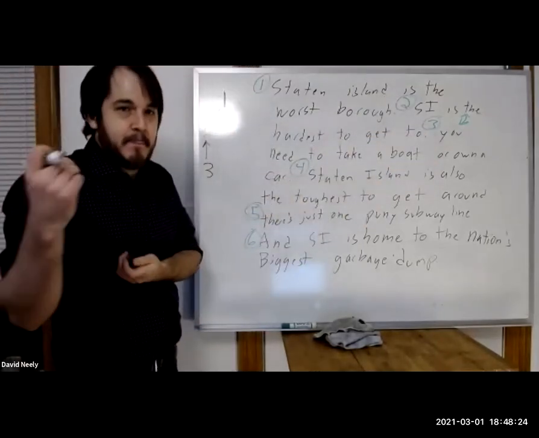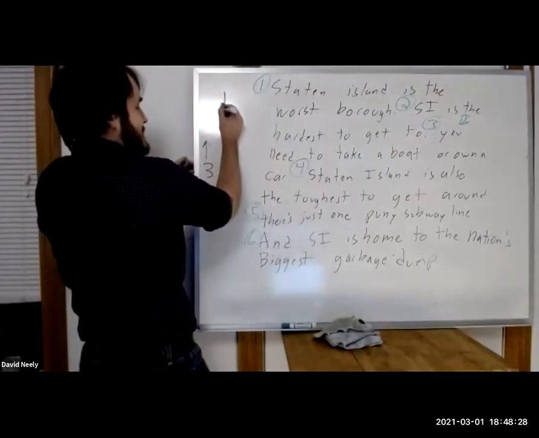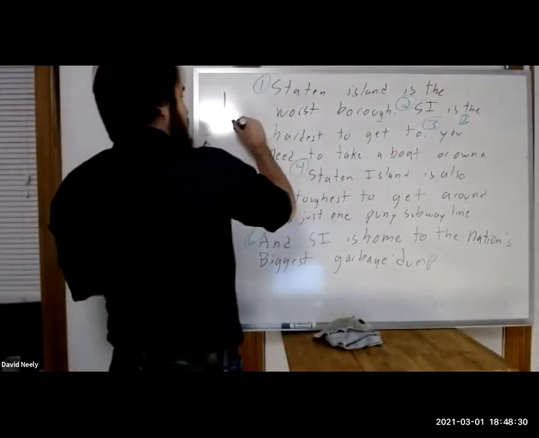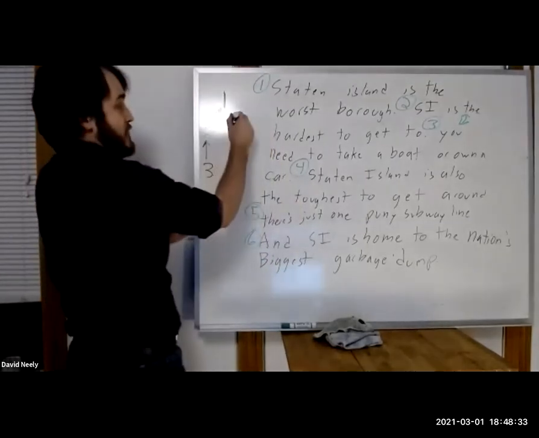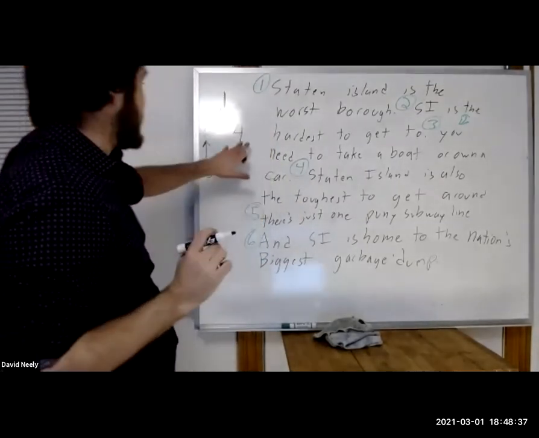It's a separate thought. Yeah, it's a separate reason. So we know that 4 is not going to be on this chain. It's not linked. So 4 is going to be over here somewhere. We don't know whether it's going to directly support here or if it's going to support something else. But we know that it's not over here. Professor, why not though? Pardon? So why not? Because I feel like it could tie into 2, where you said that Staten Island is the hardest place to get. I'm sorry, I think 3, when you said you need to take a boat or own a car.